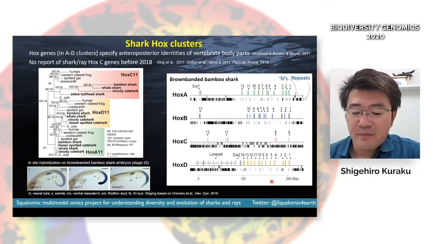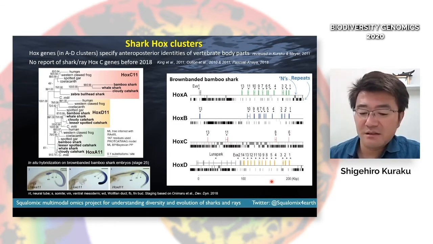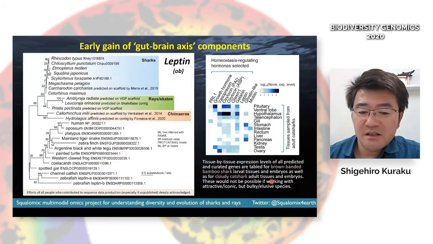In conclusion, sharks have retained some HOX genes, possibly in a cluster, that escaped from the structural constraint. The last topic is homeostasis. The tree here shows the phylogeny of leptins, known as an obesity gene in mammals.